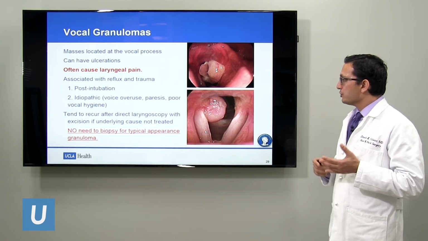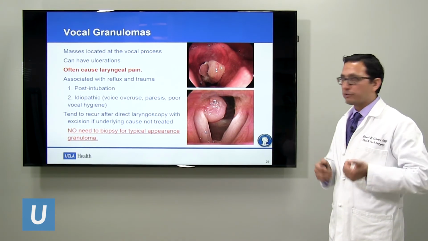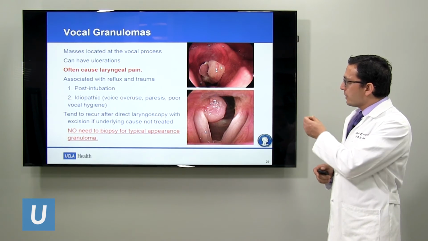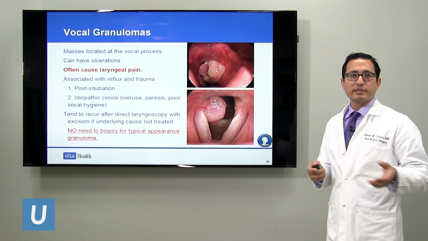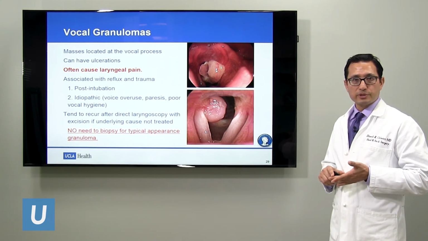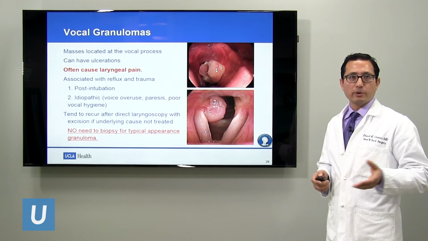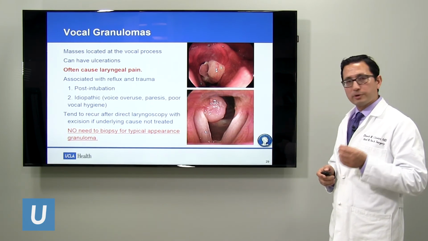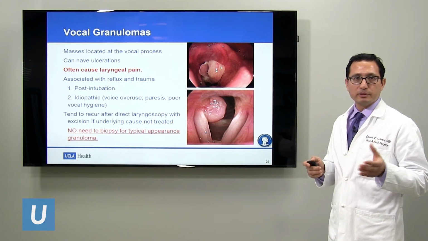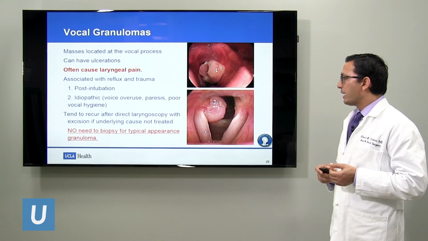The causes can be voice overuse, weakness of the vocal cord, poor vocal hygiene, meaning voice overuse. Because of these causes, if we were to just go and remove these in the operating room, they often tend to come back. So we do need to treat the weakness of the vocal cord, the reflux, the voice overuse, perhaps with voice therapy. Occasionally, they are so large that we do need to go and remove them. However, for the granulomas that are not really affecting the voice very much, and they look very typical, located at that particular place on the larynx, we do not need to biopsy them.